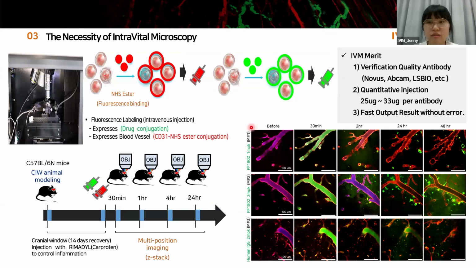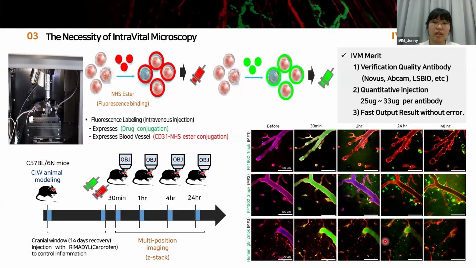To acquire more precise, reliable, and replicable data during in vivo imaging with intravital microscopy, IVM technology has established an optimized fluorescent labeling protocol specifically designed for in vivo applications. This involves conjugating fluorescent dyes to antibodies and administering them via intravenous injection. Most importantly, the injection dose is precisely controlled at 25 to 33 micrograms, which minimizes variability caused by dosing differences and ensures both accuracy and reproducibility of the same experiment.